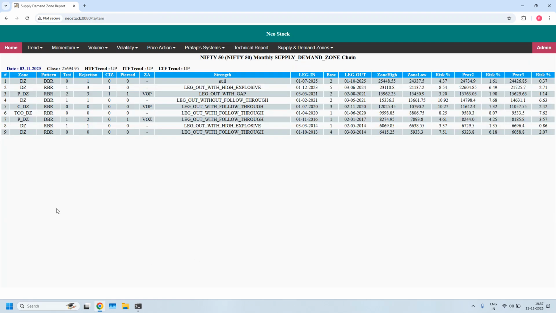In any supply demand zone chain report, always look into the zone column to find the high liquidity zones. Look into the pierced column to find the pierced zones. Always look into the LTF trend to find the trend of the current time frame you have selected. And as you already learned, one time frame higher is ITF and one more time frame higher is HTF.